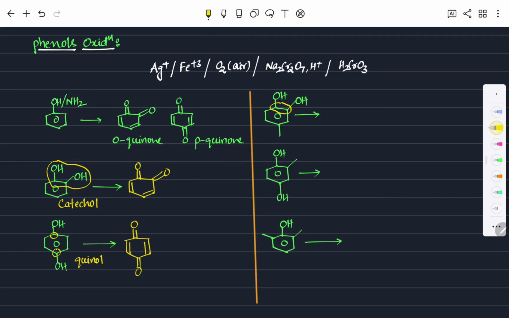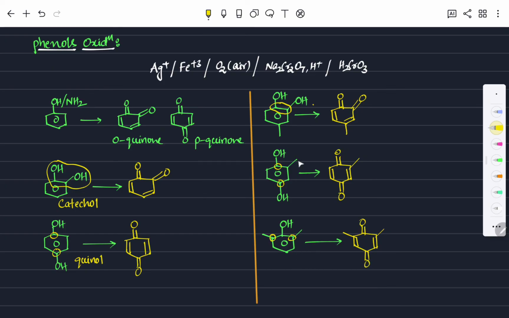And here, OH groups at the 1,2 positions. So it is a catechol type. So here we get only orthoquinone. Next, here OH groups at the 1,4 positions. So it is a quinol derivative. So here we get only paraquinone. And here, a phenol derivative, so the ortho position is blocked. Therefore, there is only one possibility, paraquinone.